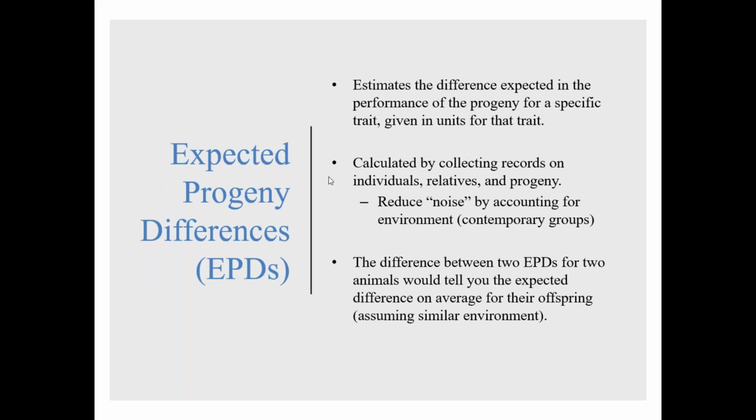So an EPD estimates the difference one could expect in the performance of progeny for a specific trait between animals, and it's given in units for that trait. And we'll talk a little bit more about this, but it's a compilation of lots and lots of records. Sometimes initially in life, it's just an average of the parents. But as the animal gets older, it gets its own records, and then gets progeny, all that information is fed into these EPD calculations, and that helps reduce the noise that's brought with environmental influences on phenotypes.